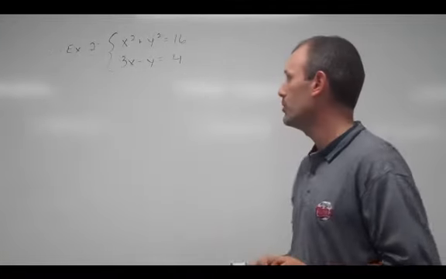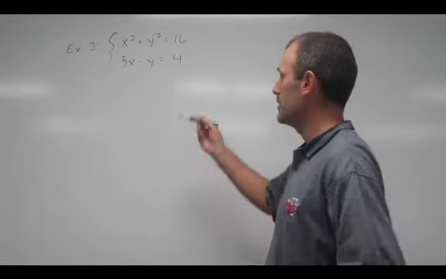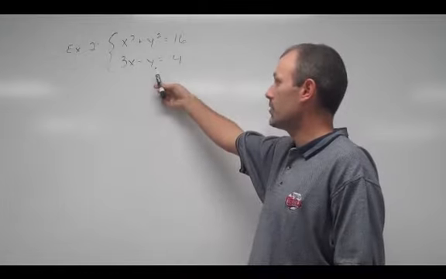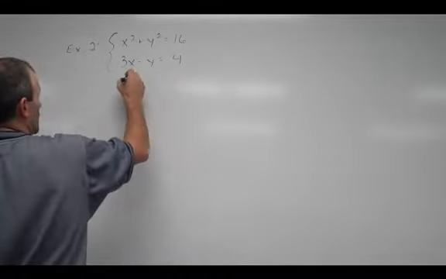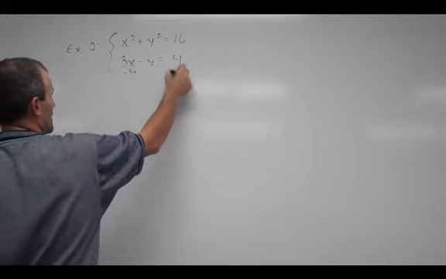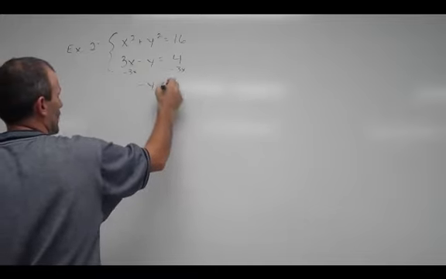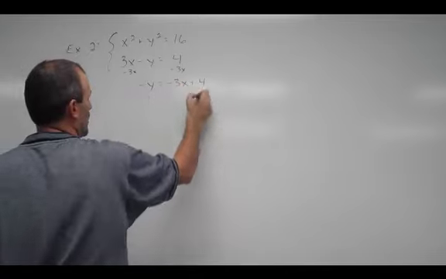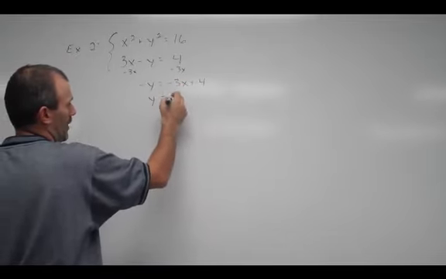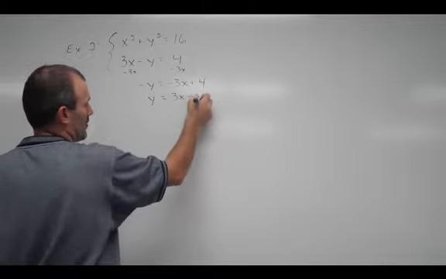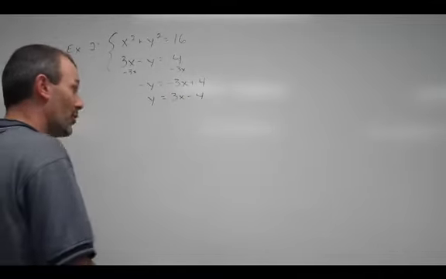Again, in example 2, we're going to solve by substitution, and in this one also, the easiest one to get by itself is this y. So we're going to subtract 3x from both sides. So negative y equals negative 3x plus 4, and then change those signs by dividing by a negative 1, and we get y equals 3x minus 4. So that's what we have so far for the y.